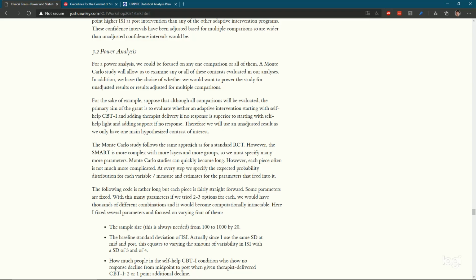Now we have a baseline ISI, midpoint ISI, post-ISI. But in all these cases, we're often just trying to figure out, well, what's their mean, what's their standard deviation, what are the regression coefficients that I need to plug in here. The following code's rather long, but each piece is fairly straightforward.